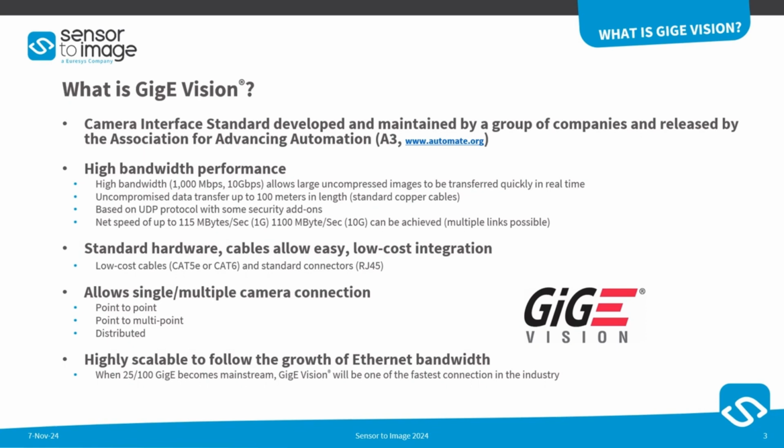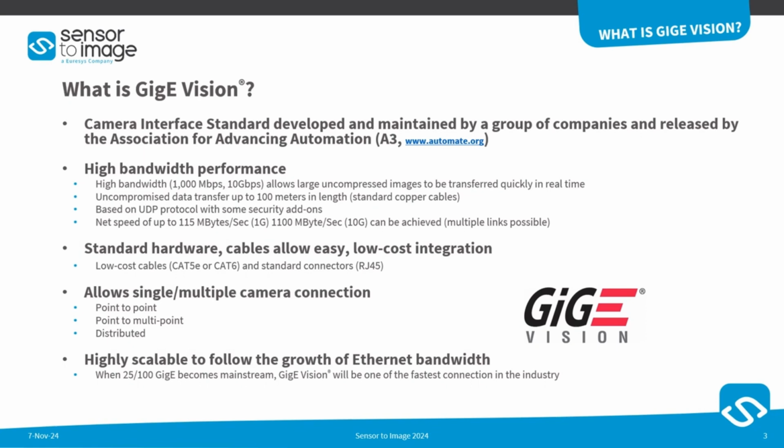But what actually is GigE Vision? GigE Vision is a camera interface standard, which is developed and maintained by a group of machine vision companies, including Sensor-to-Image. The ownership and management of the standard is handled by the USA-based Association for Advancing Automation, or in short, A3. Ethernet as transport medium became interesting for the vision industry with the availability of 1 gigabit and now 10 gigabit equipment, as they provide sufficient data bandwidth capacity to allow large uncompressed video streaming.